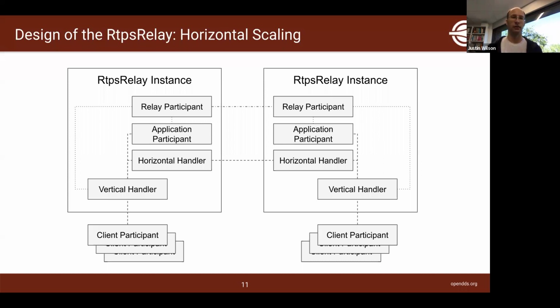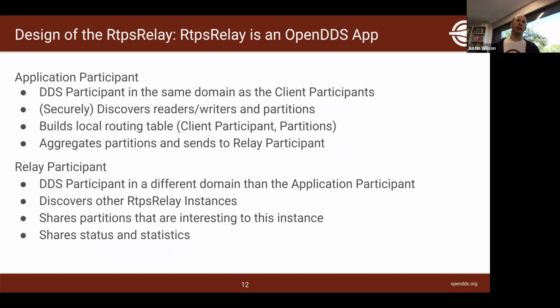And the RTPS relay instances form a mesh or a clique of peers, and that's what allows them to forward messages between client participants. So one of the things to keep in mind when using that is that the RTPS relay is an OpenDDS application. So it's first of all running the application participant, which again is a DDS participant in the same domain. It securely discovers readers and writers and the partitions. That is, if you're using security, which you should be if you're operating on the public internet. It's going to use this information to build a local routing table.